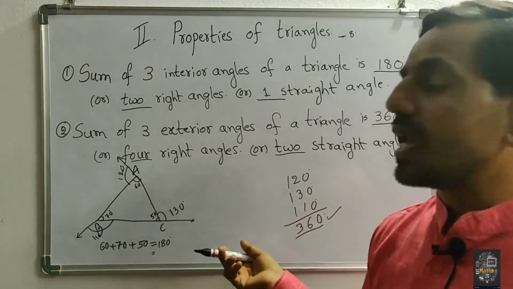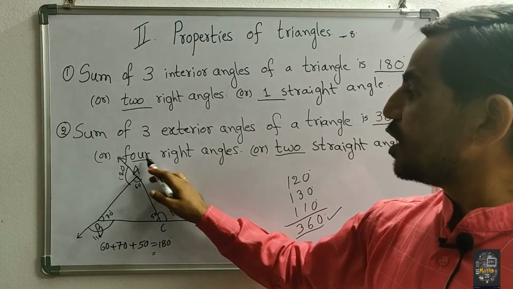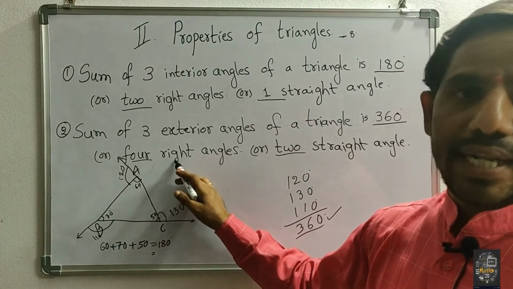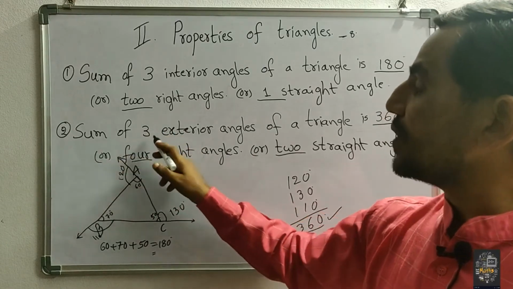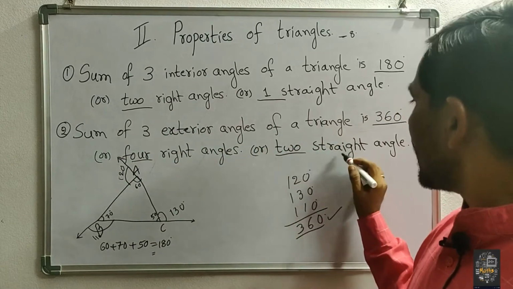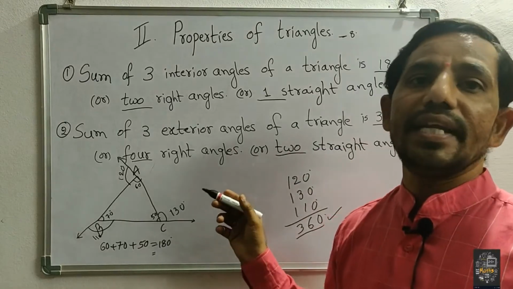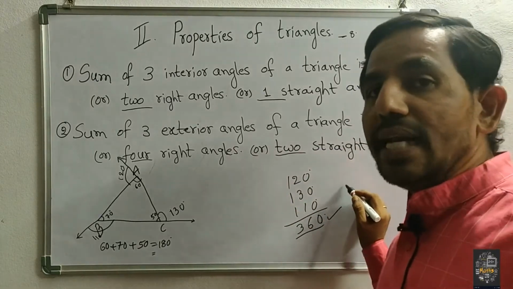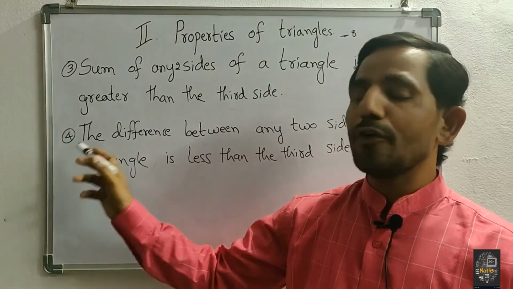Once again, the sum of three exterior angles of a triangle is 4 right angles. 4 right angles means 4 into 90, which is equal to 360. Once again, the sum of three exterior angles of a triangle is 2 straight angles. 2 straight angles means 2 into 180 is equal to 360 degrees. So, continuing, the third point and fourth point.